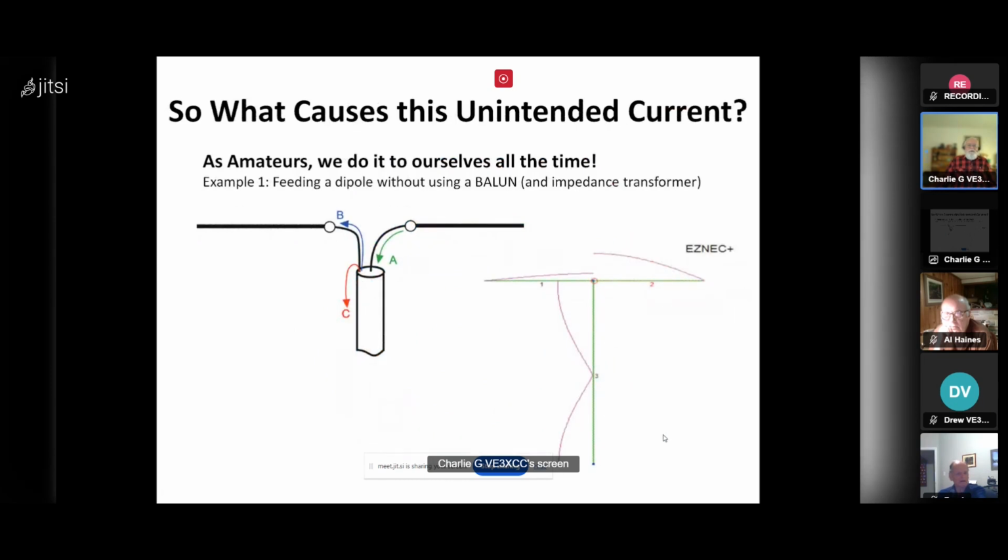So, how do we get that unintended current that's flowing back on that outside conductor?